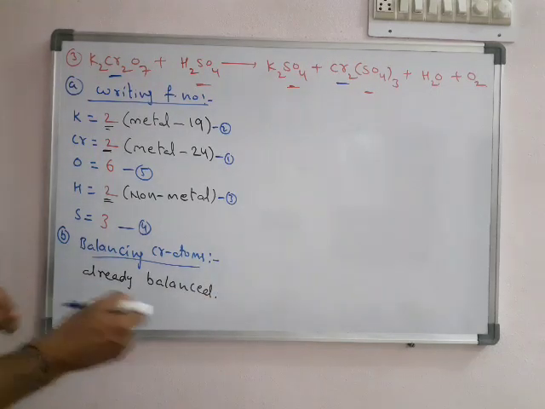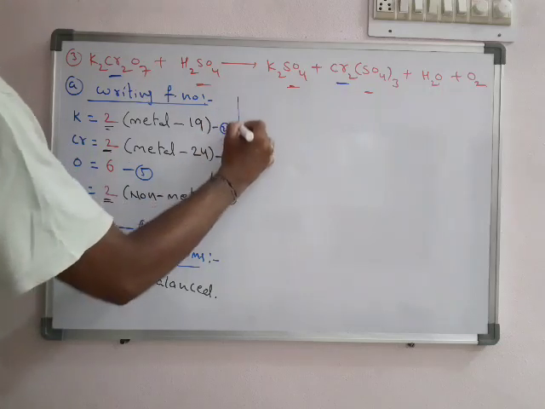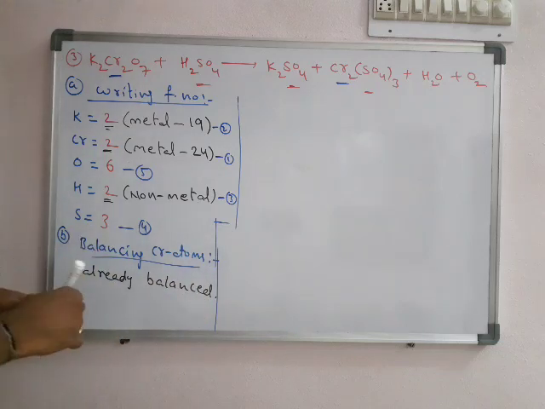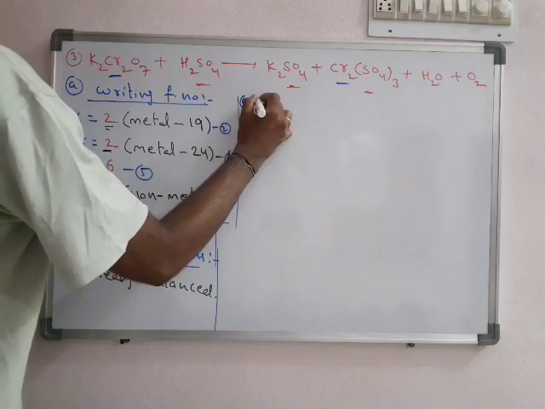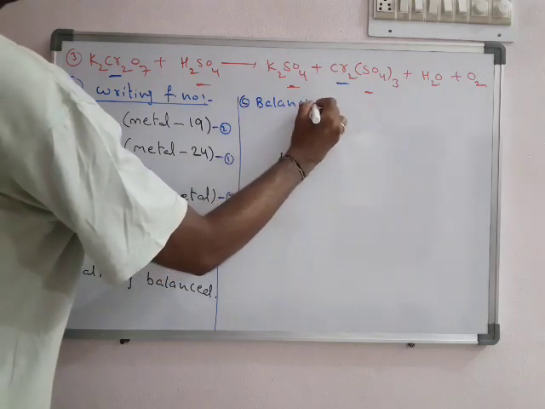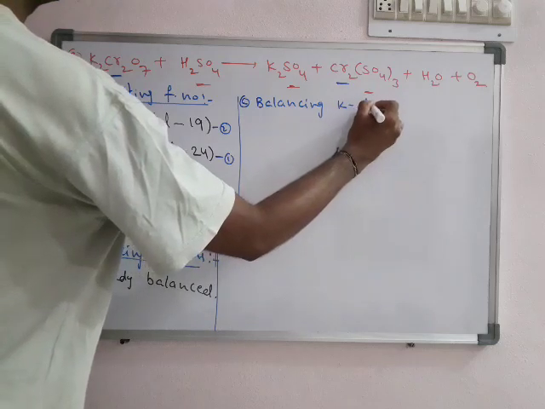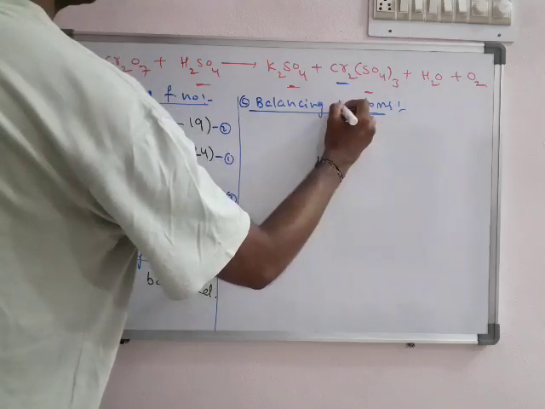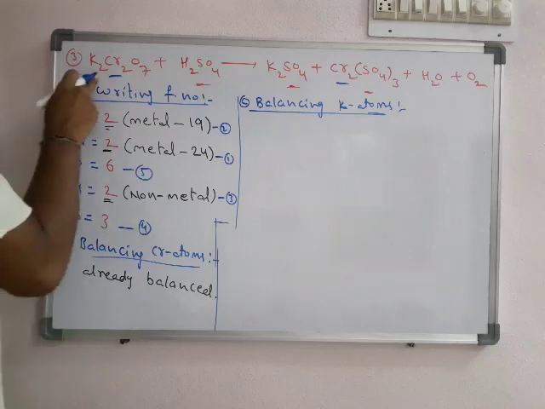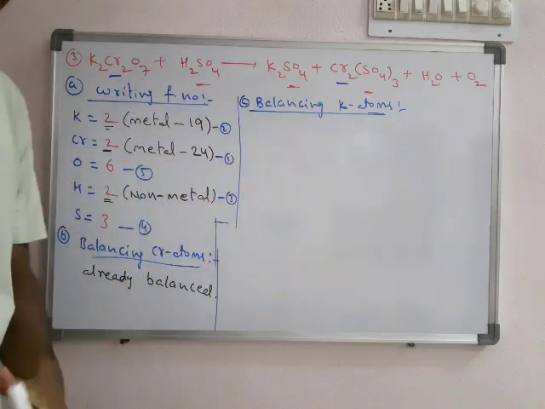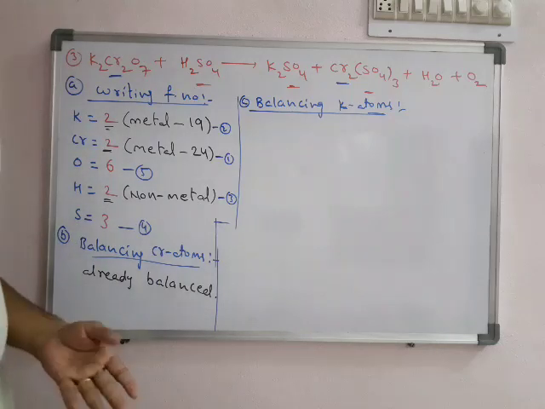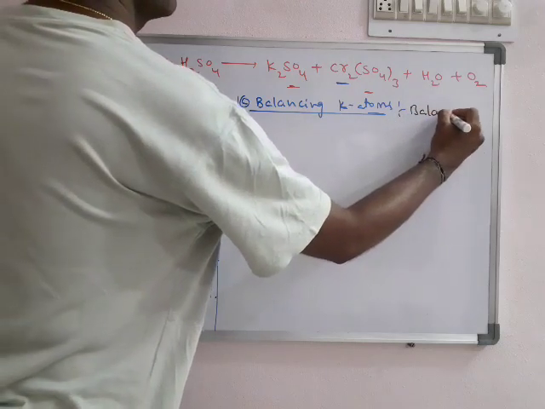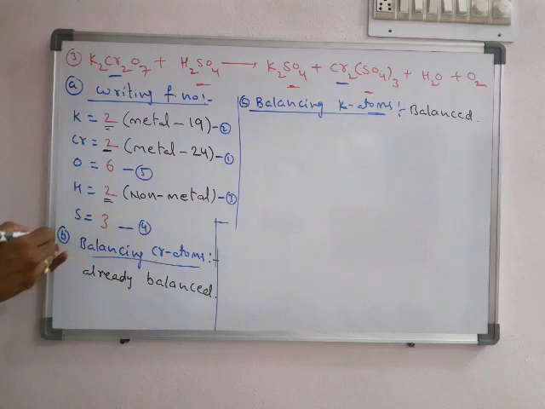Next, balance potassium. Balancing potassium atoms. How many K's are there? 2 K's are there, here also 2 K's. Simply, potassium is also balanced. So it is also already balanced.